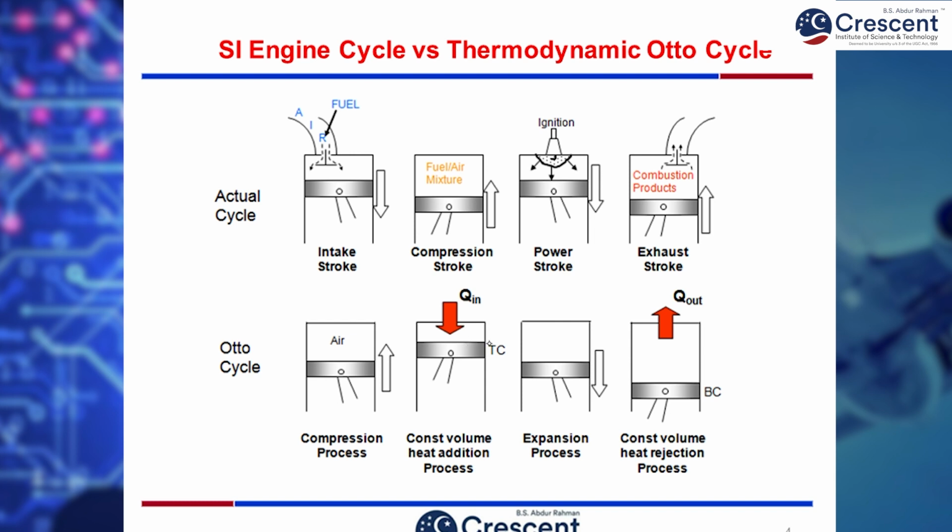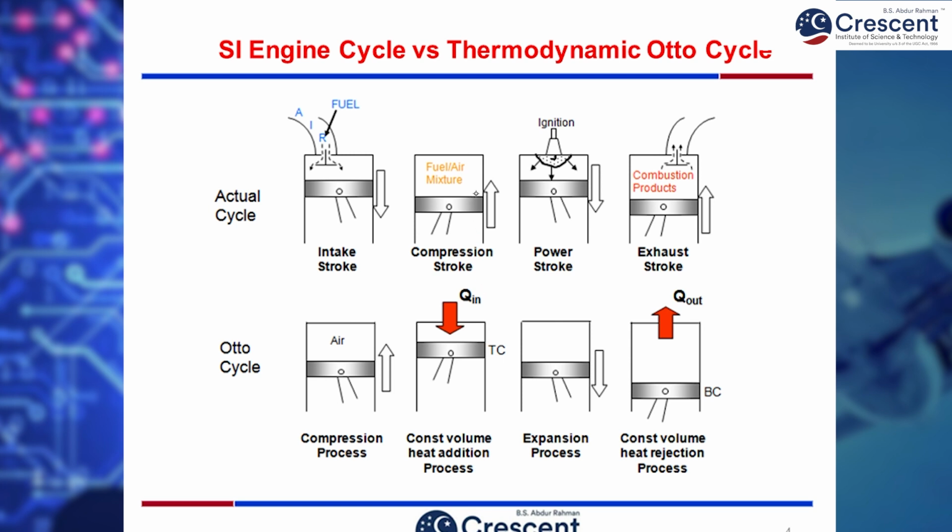When the piston is at TDC position, assuming it remains in that position for a moment and the volume is kept constant, in that condition heat is added. So, that is what is shown as Q in. And in the actual case, what happens when the fuel is burnt, it gives high pressure, high temperature gases, product of combustion, which pushes the piston down.